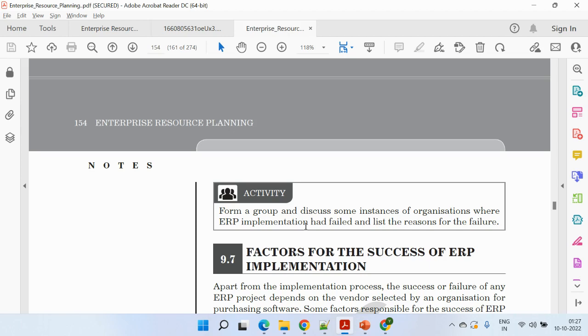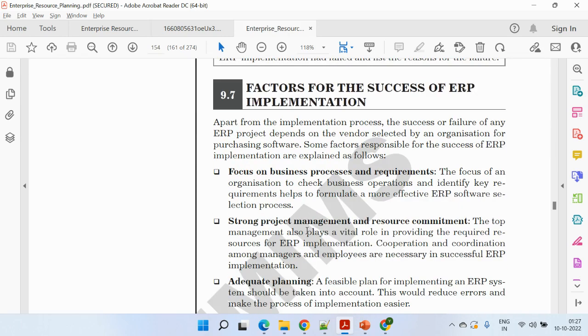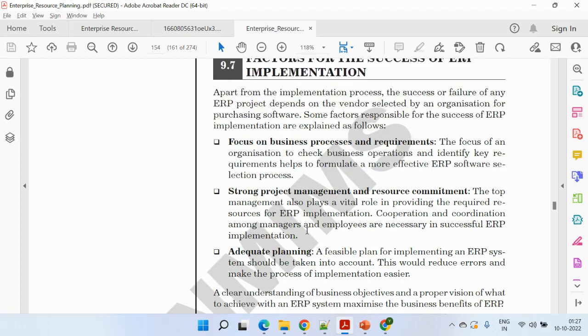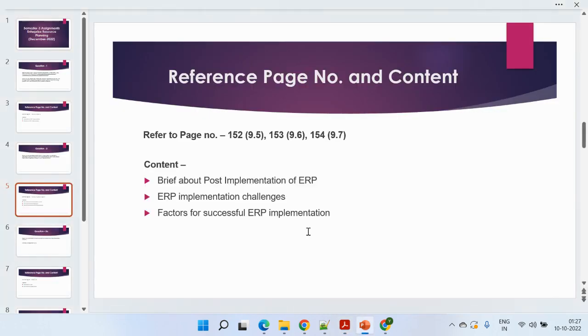Factors for the successful ERP implementation. What are the key factors? Like focus on the business processes, focus on the business requirements, strong project management, strong resource commitment, proper planning. So these points you can also add into the second question. The first and second questions are a little bit generic, more or less about BPCL specific. So that's why I initially mentioned the PDF and the link which is provided, that's very important. Go through it thoroughly.